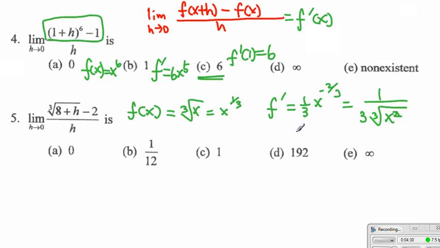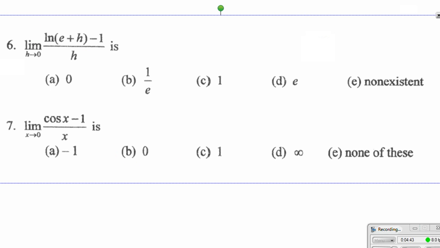Once you plug in 8, then what's going to be happening? Yes, this becomes 1 over 12 when you plug in 8 in place of x. Therefore, our answer will be choice. How about number 6?